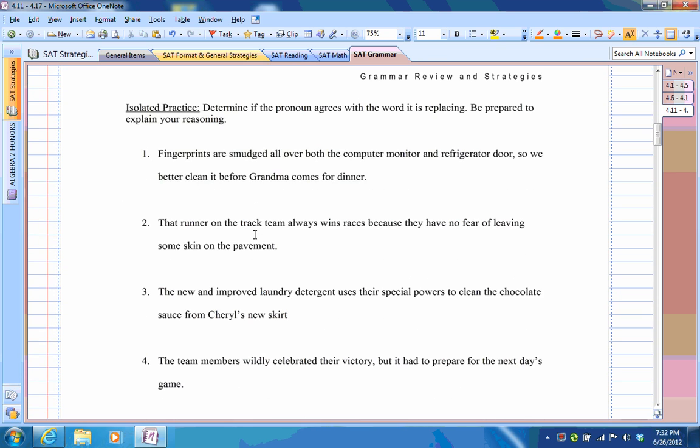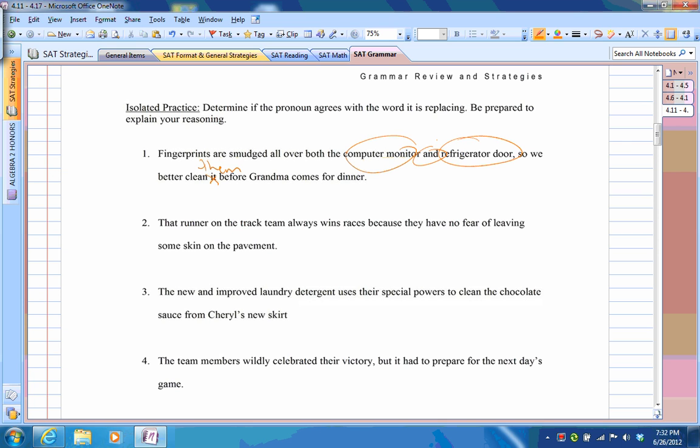So let's look at some isolated practice here. Determine if the pronoun agrees with the word it is replacing. Be prepared to explain your reasoning. Okay, fingerprints will smudge all over both the computer monitor and refrigerator, so we better clean them. Not it, because you're referring to the monitor and a refrigerator, referring to two things.